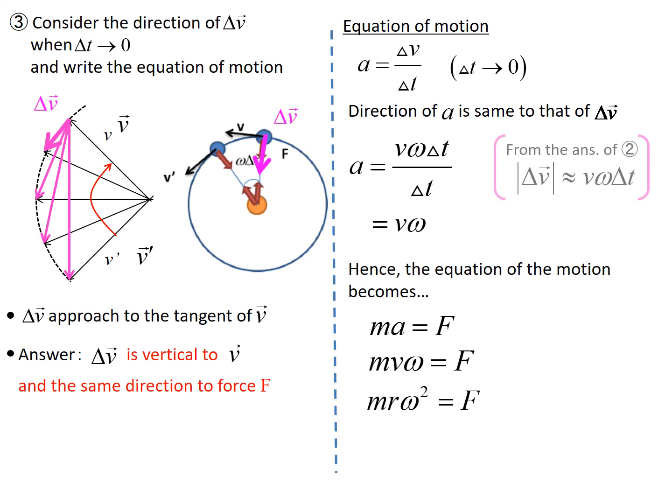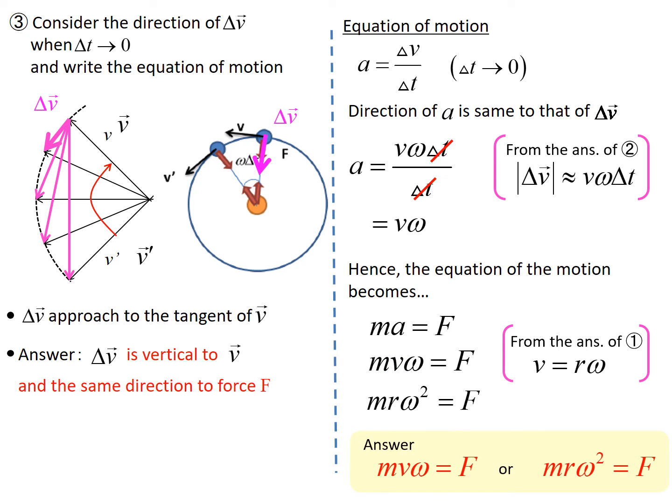The magnitude of delta v is given as v omega delta t in question 2. When this is divided by delta t, the acceleration is obtained. Since delta t is simply canceled, it finally becomes v omega. Hence, we can write the equation of motion, ma equals F, where a is v omega. And from the answer to question 1, we can also express it as m r omega squared equals F, by substituting r omega for v. You may learn this as a formula in high school, but I hope you understand that it can be derived only from the concept of the equation of motion.